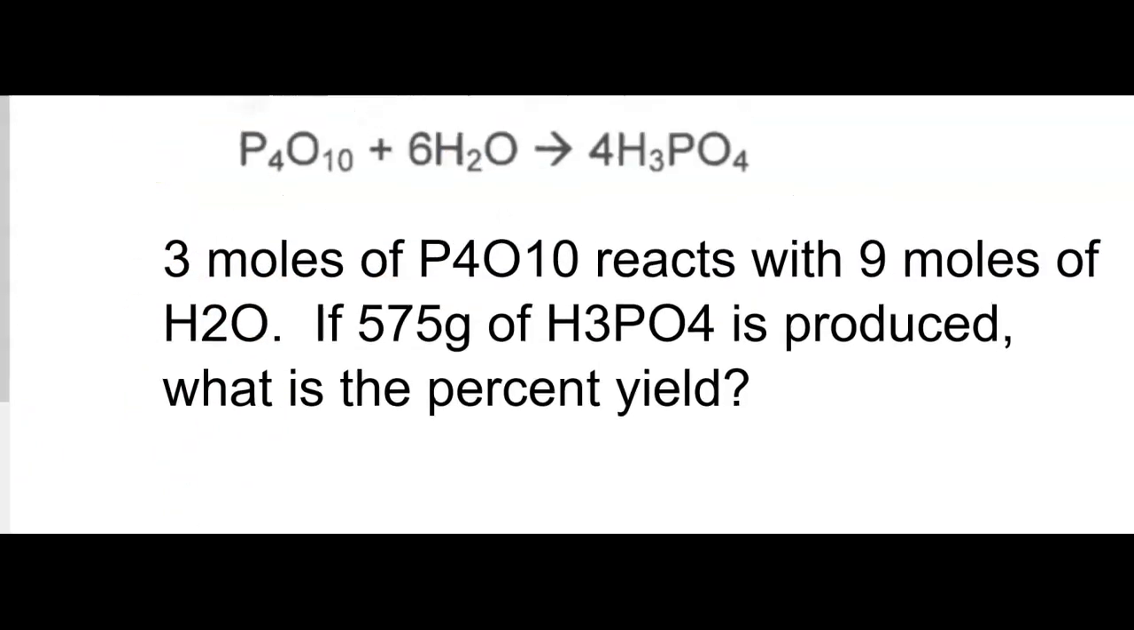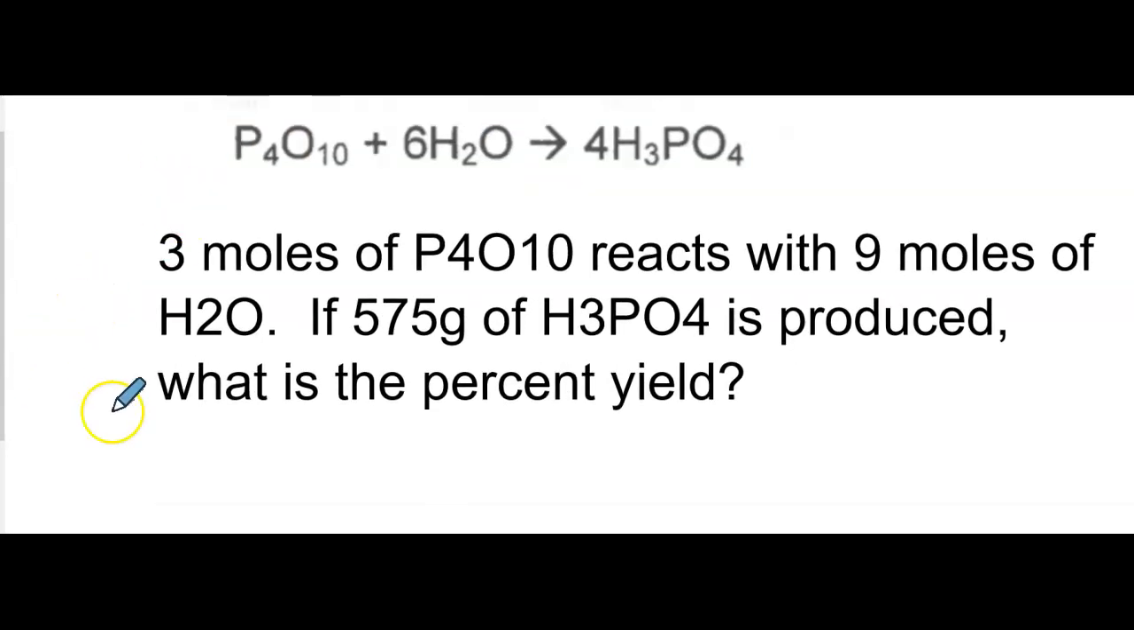All right, so we've got our P4O10 plus 6H2O gives us 4H3PO4. It says 3 moles of P4O10 reacts with 9 moles of H2O. If 575 grams of H3PO4 is produced, what is the percent yield? Let's take a look and see.